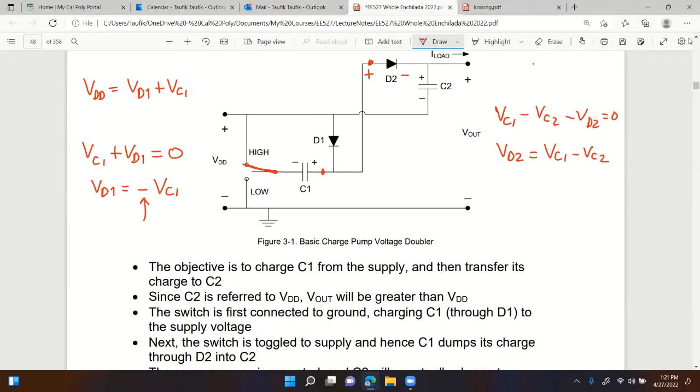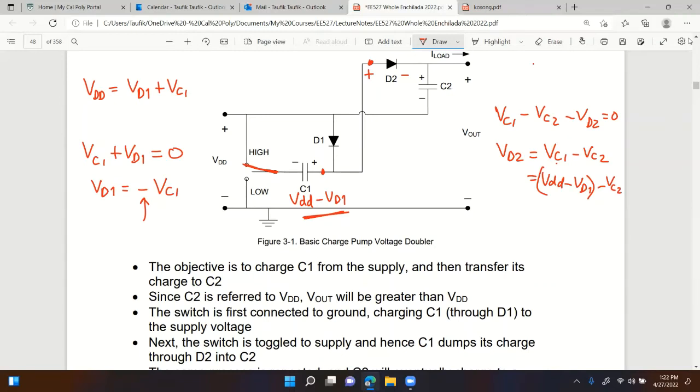All right. Now, not VD2, VC1. When I turn the switch on to the high side, what was the voltage on VC1? It was VDD minus V diode, right? Remember earlier? So now we have VDD minus V diode 1. That's how much voltage we have across VC1 right now, minus VC2. So now it's a matter of how much is VC2.